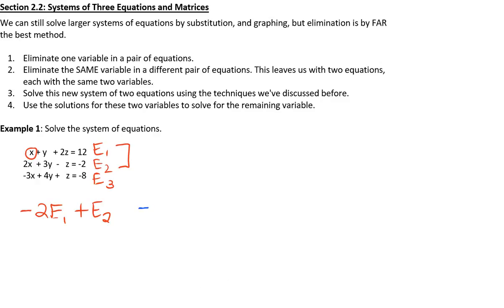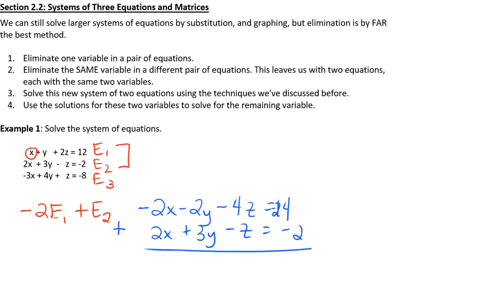Negative 2 equation 1 means we have negative 2x minus 2y minus 4z equals negative 24. And plus equation 2 means we have plus 2x plus 3y minus z equals negative 2. So we combine like terms, so negative 2x plus 2x gives us no x's, negative 2y plus 3y leaves us with 1y, and negative 4z minus z leaves us with minus 5z.